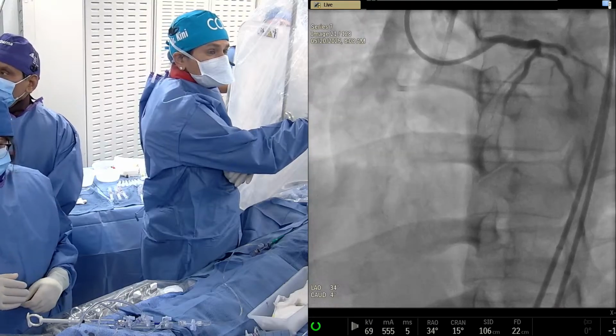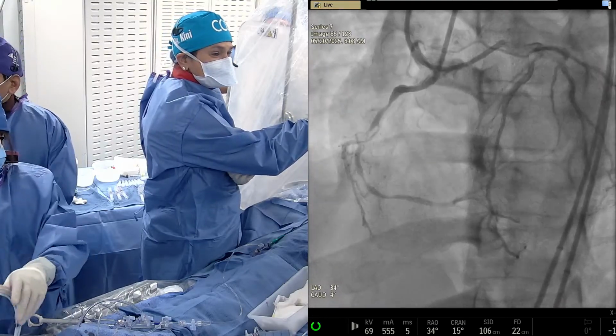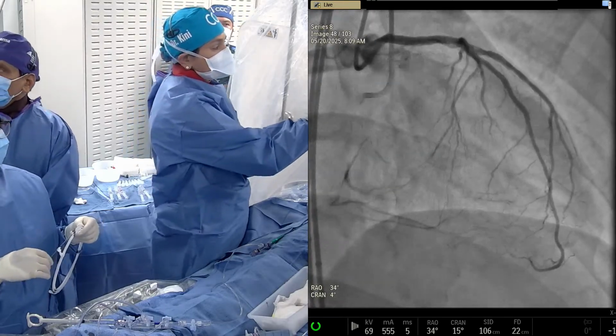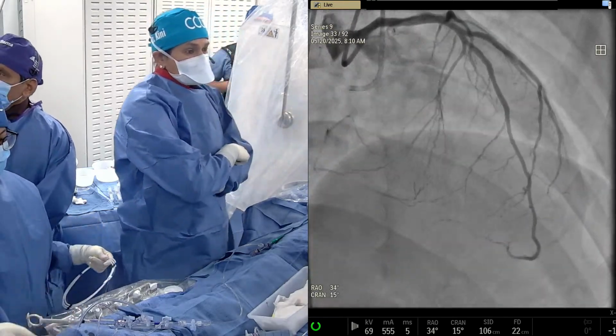Actually, that's interesting because we have the echo on this patient. A few months ago, EF was 55%. Here it definitely looks a little down. But anyway, this is a collateral issue. Okay, this is where we are.